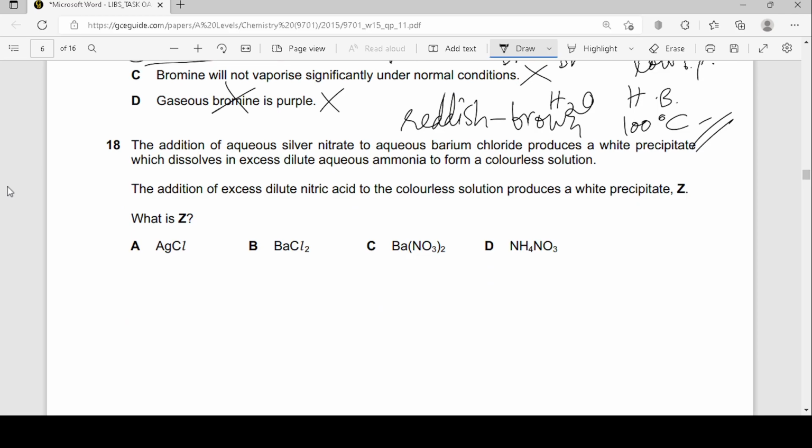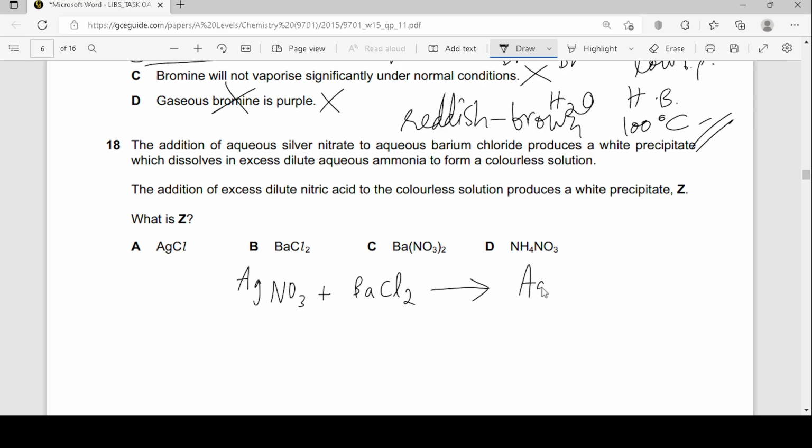Now next question number 18. The addition of aqueous silver nitrate to aqueous barium chloride produces white precipitate. So if I just write down the reaction, AgNO3 plus BaCl2 gives me, what does it give me? AgCl plus BaNO3, right? And nitrates are obviously always soluble. This is soluble, and this is soluble as well, but then this is a solid.